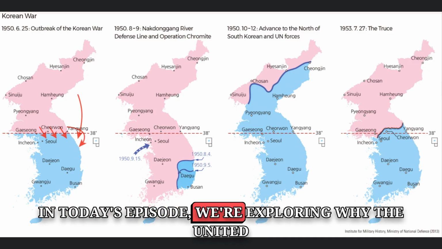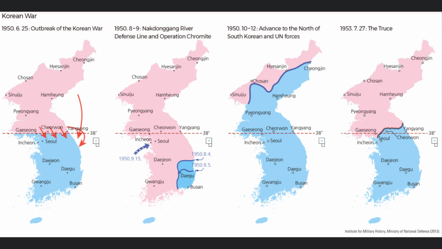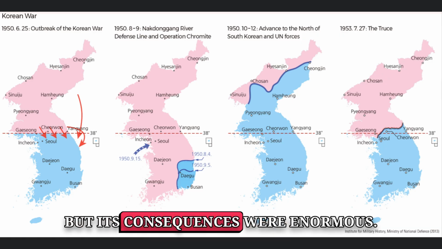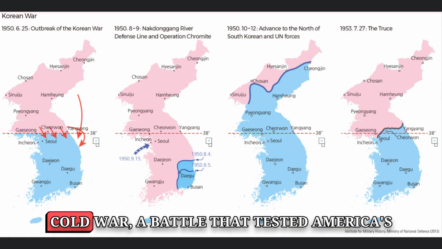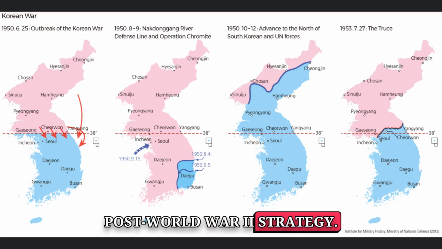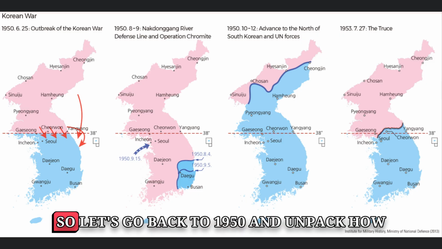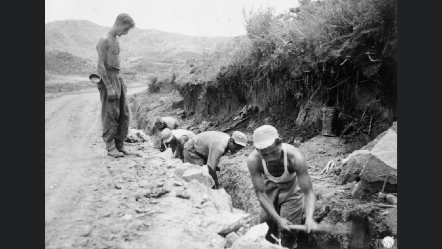In today's episode we're exploring why the United States intervened in the Korean War. The Korean War is sometimes called the Forgotten War, but its consequences were enormous. It was the first major armed conflict of the Cold War, a battle that tested America's post-World War II strategy, and it still defines US relations with Korea today. So let's go back to 1950 and unpack how the US found itself fighting halfway around the world.